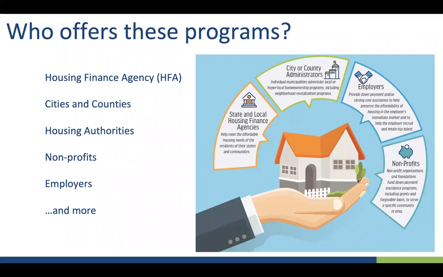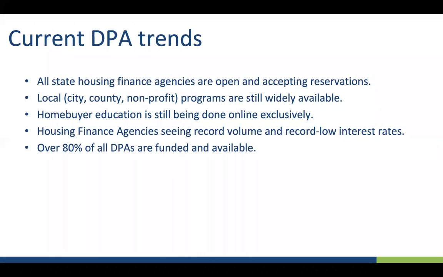Many of these programs are funded in different ways. We track and monitor at Down Payment Resource which programs have money available right now. And when they run out, we monitor that. When they come back, we monitor that as well. So in terms of funding and DPA trends, we also want to be clear because there's been a lot of volatility this year. We all know that.